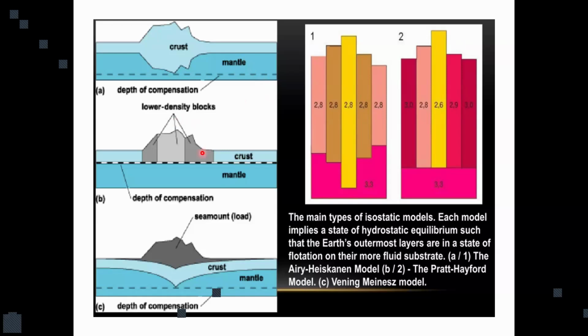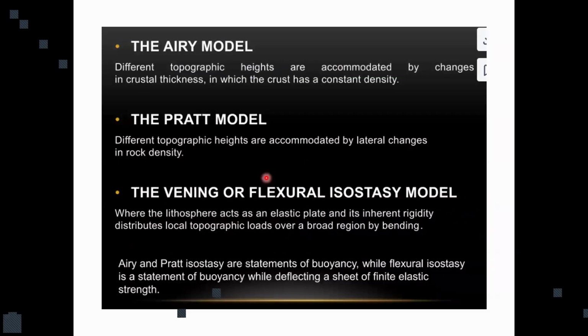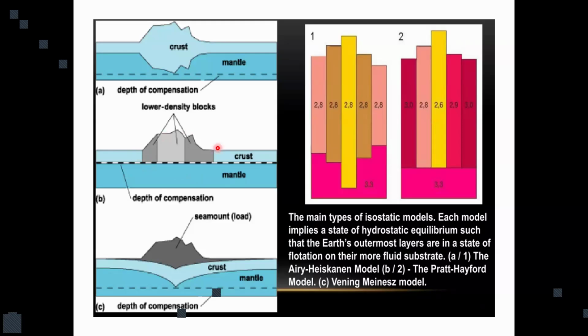For the Pratt model, he said, no, whether you have a mountain or you have the lowland, their bases are the same. You can see the bottom is flat. Unlike the Airy model, in which the bottom of the crust mimics what is on the surface, this place is flat, the bottom is flat. This place extends into the atmosphere, it extends deeper into the asthenosphere. But Pratt says, no, that is not how equilibrium is achieved.